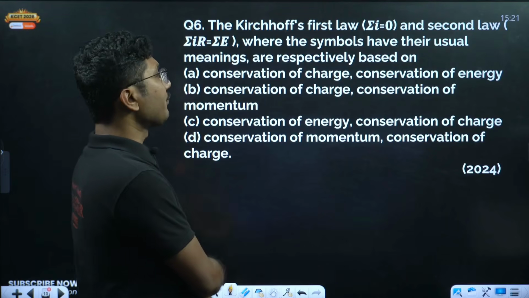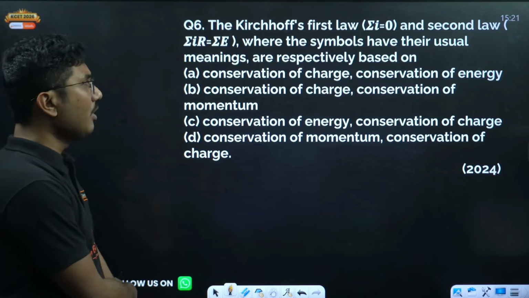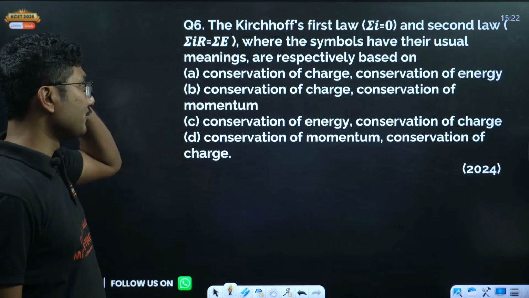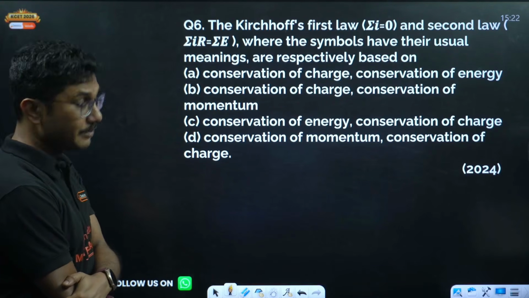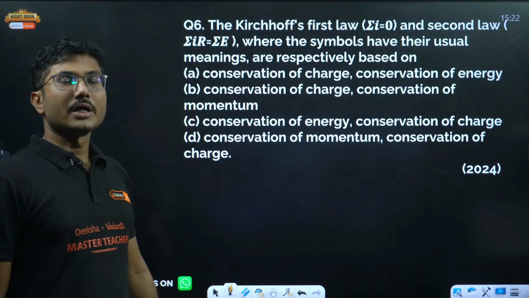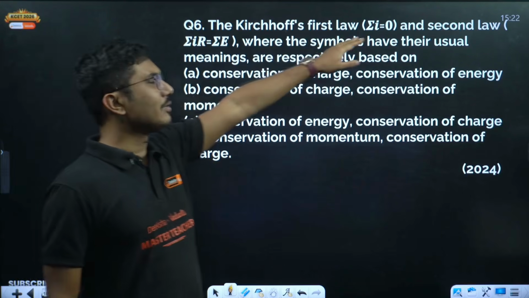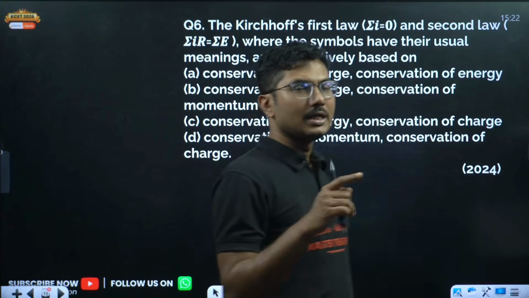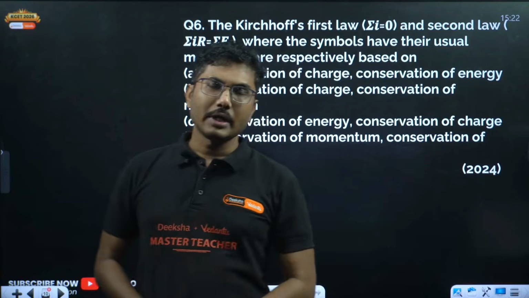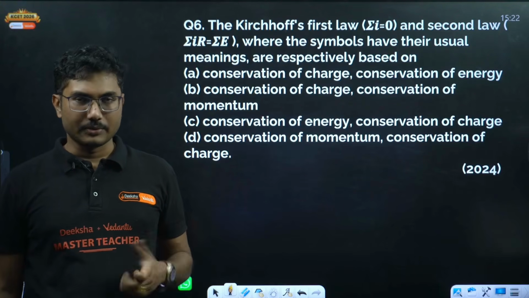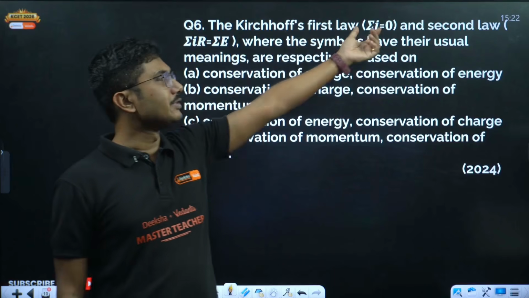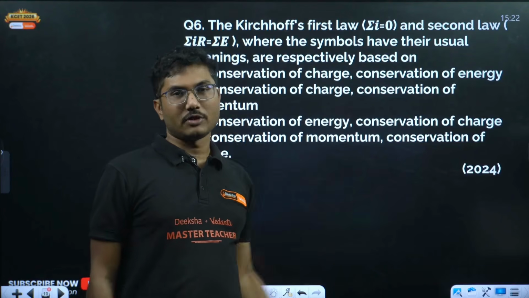Now let's move on to question number 6. Kirchhoff's first law, ΣI equals 0, and second law, ΣIR equals ΣE, where symbols have their usual meanings, are respectively based on. So Kirchhoff's first law is based on conservation of charge. Current sum equals 0 means the total charge that is coming out of the battery must go back to the battery or cell. So charge has to be conserved. Charges cannot be created or destroyed in an isolated system. So basically this is the conservation of charge principle.